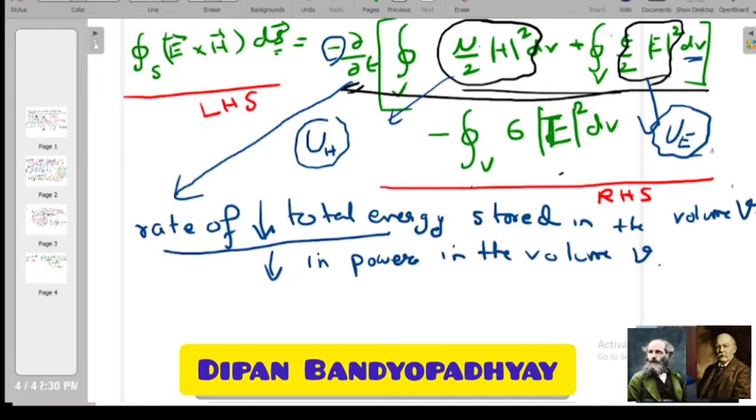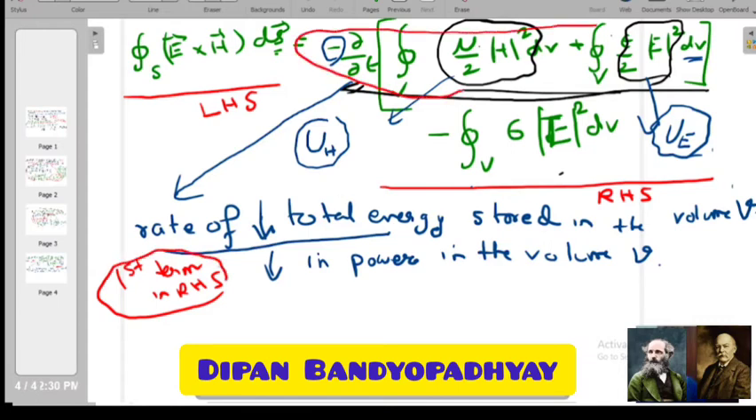So what you have understood right now is that the first term of the right hand side of the equation is telling us the decrease in power in the volume V. I hope it is clear. This is for the first term in the RHS, considering it as a whole.